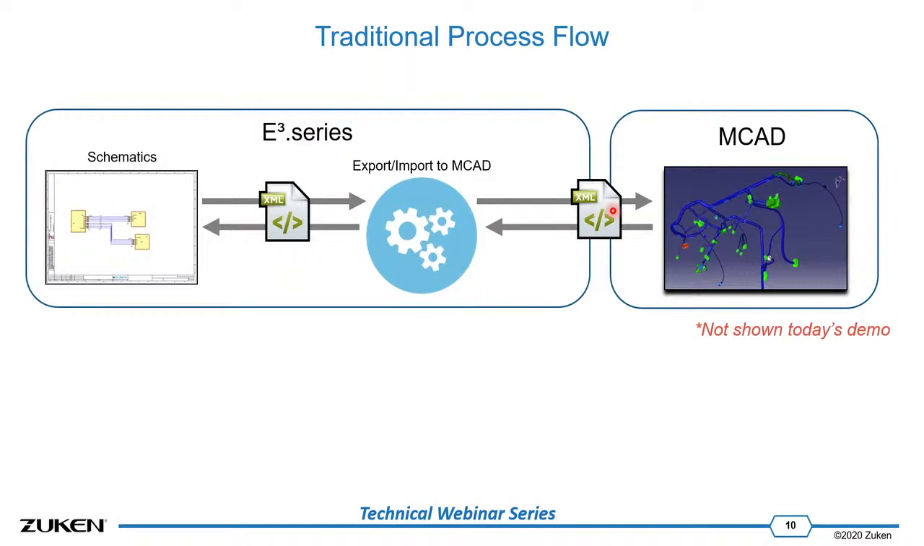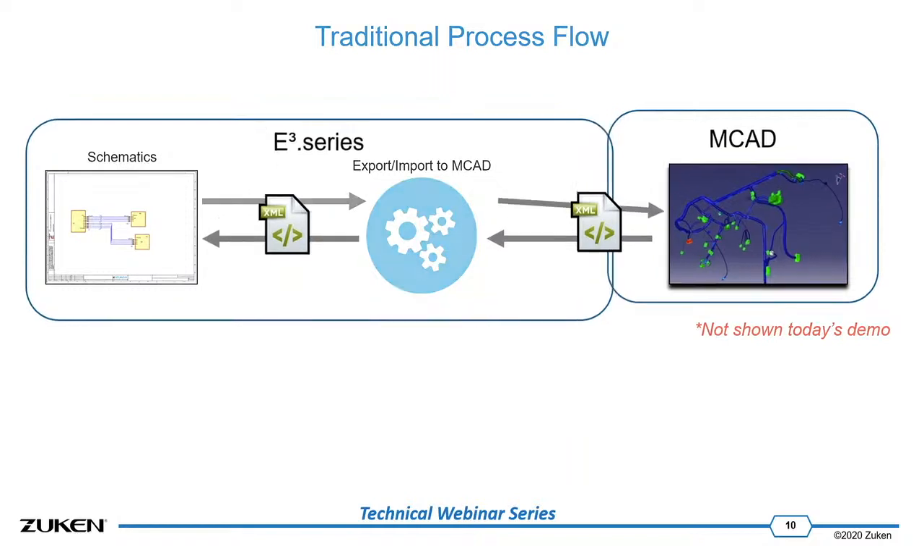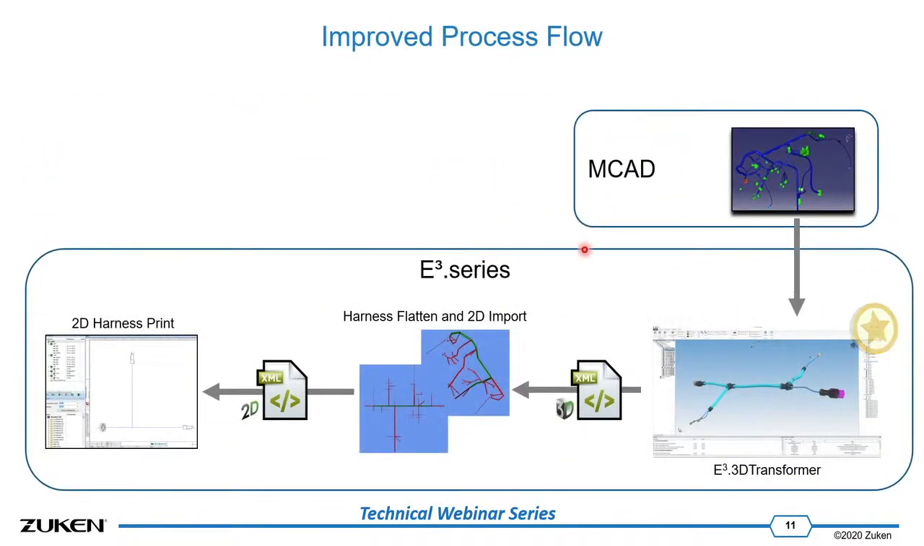So let's talk a little more about the traditional process flow. Traditionally, this is bi-directional, using our E3 3D routing bridge for schematics and MCAD. This is all XML information linked, going into MCAD components, going to MCAD, and linked coming back into your schematics. This flow isn't going to be shown today. But what I want to show is the improved process flow and how E3 3D Transformer fits into that process.